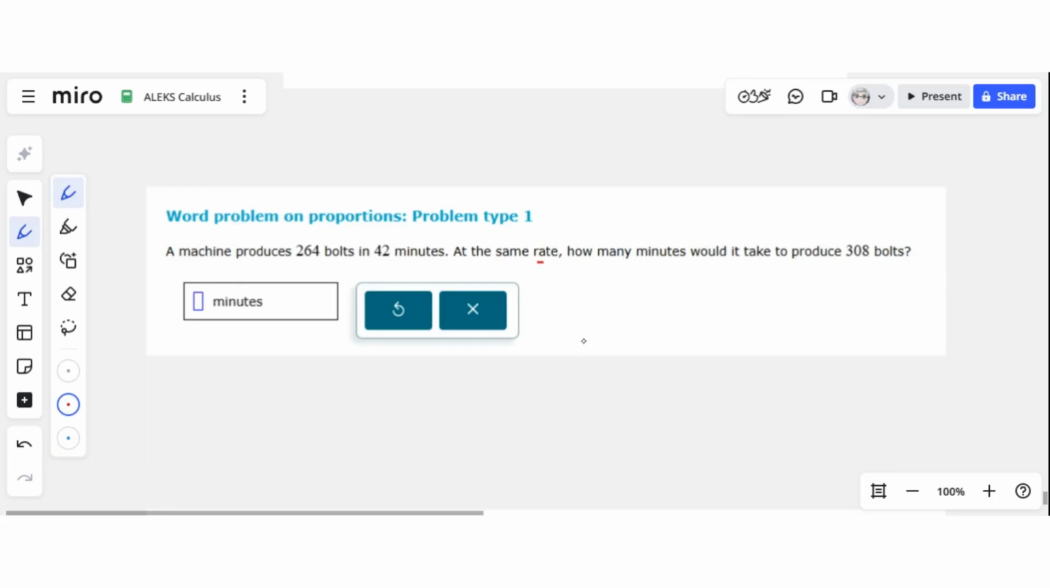So the way we typically write a proportion is we have two ratios, two fractions set equal to each other, and they have to have the same things in the same order. So I'm going to take this set of information from our first part of the problem and create a ratio, a fraction. So I'm going to say 264 bolts per every 42 minutes. I'm going to set it equal to our next ratio, our next fraction. I've got bolts on top, so I need to have number of bolts on the top as well. I've got minutes on the bottom, so I need minutes on the bottom, but minutes is what we're trying to find out. It says how many minutes would it take to produce 308 bolts?